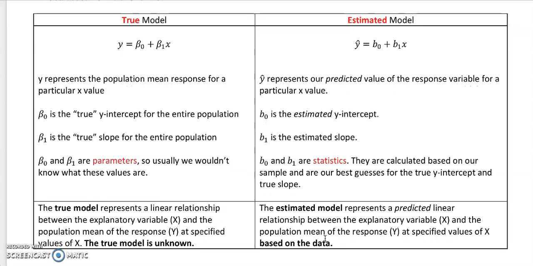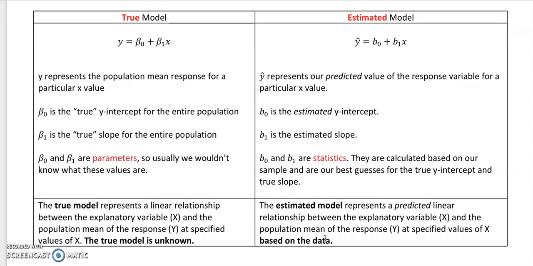All right? So you can think of this like what we've done with previous examples. We wanted to know the population mean. Our best guess was the sample mean, and we could answer some questions using that. We wanted to know the population proportion. Our best guess was the sample proportion, and we could answer some questions from that. In this case, we want to know this true model, but we don't have data for the whole population, so we use our estimated model, and we can answer some questions from that.